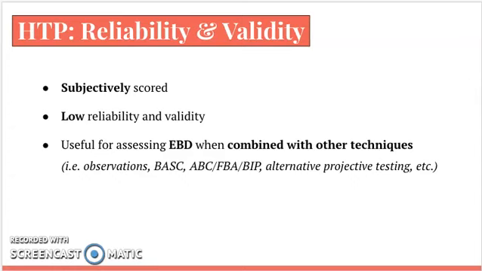It is interesting to note that while the HTP doesn't have incredibly high reliability or validity, there is some evidence that it can differentiate people with specific types of brain damage. So specifically, it has been shown effective when looking at brain damage present in schizophrenic patients. So that's all for today on the house tree person test. I hope you've enjoyed this presentation.